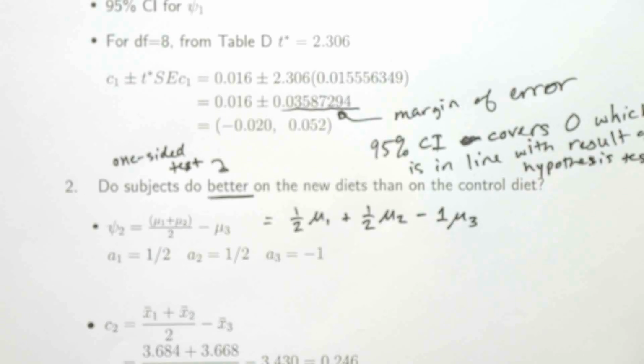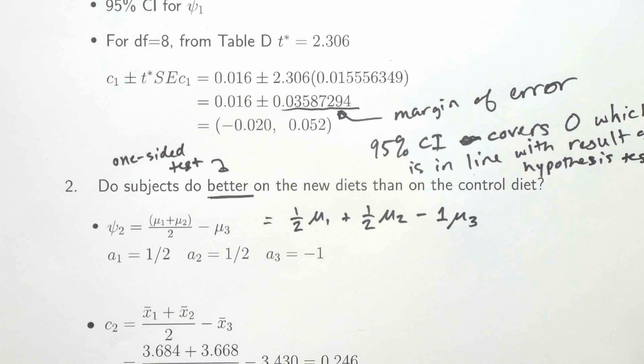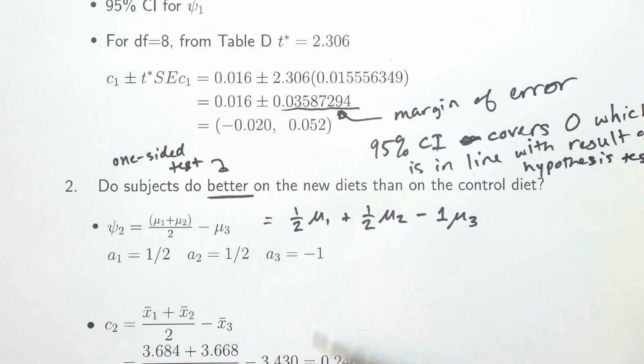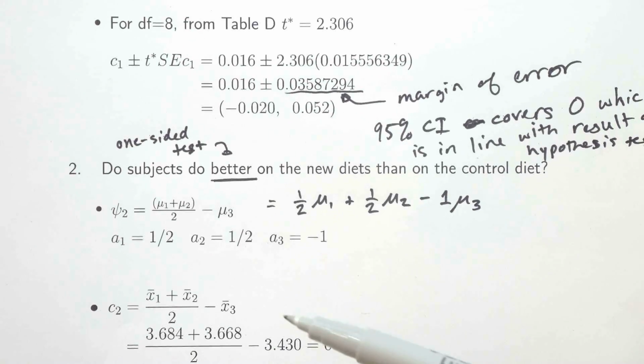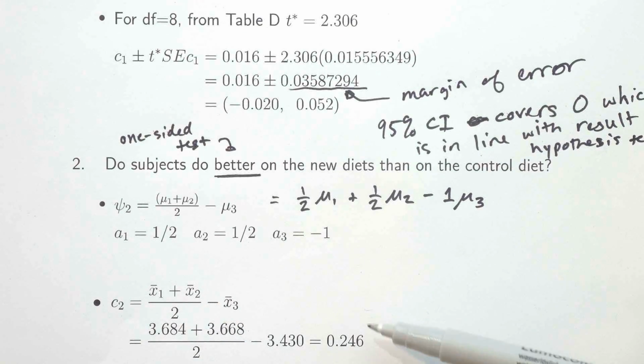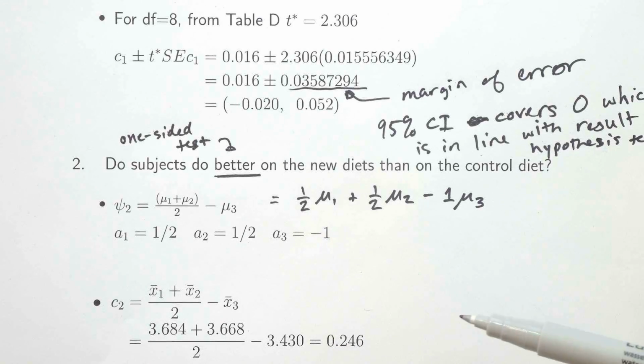Once we do that, we can clearly see that our coefficients are 1/2, 1/2, minus 1. We can estimate the contrast by subbing in the sample means for x1, x2, and x3, and we find that the contrast is 0.246. The standard error.